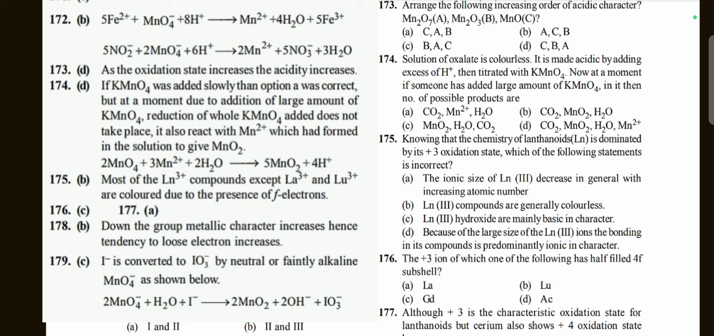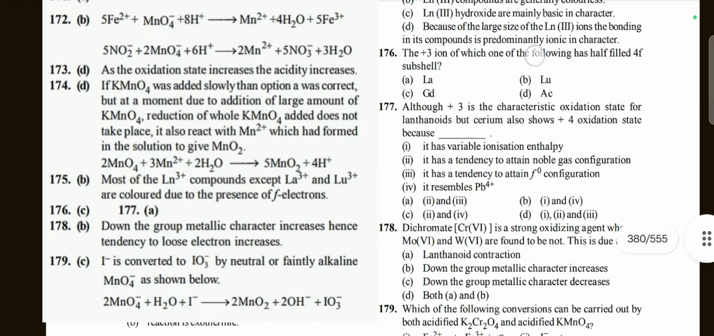So option D will be the answer. Knowing that the chemistry of lanthanoids is dominated by its plus 3 oxidation state, which of the following statements is incorrect? So here option B, Ln3+ compounds are generally colorless. This is incorrect because most of the Ln3+ compounds except La3+ and Lu3+ are colored due to the presence of f electrons. Other statements are correct. Option B is incorrect. 176, the plus 3 ion of which of the following has a half-filled 4f subshell? So Gd, option C will be the answer.